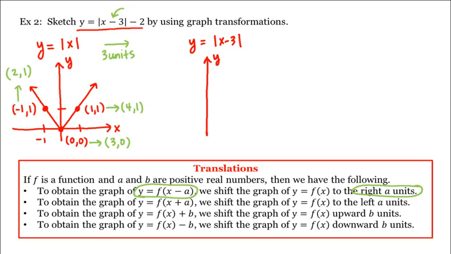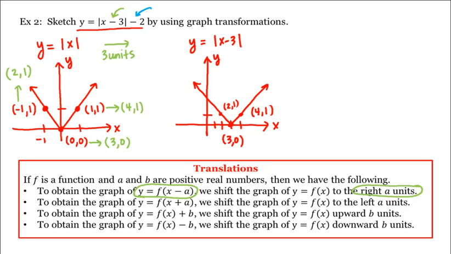We have the y-axis here, and the x-axis. So 0, 0 is moving to 3, 0. So 1, 2, 3, 0. And 1, 1 is moving to 4, 1. So here's 4, 1. And -1, 1 is moving to 2, 1. So here is 2, 1. So this graph looks like this.